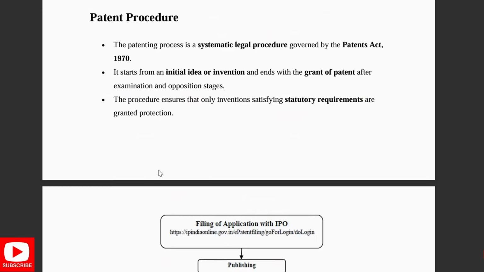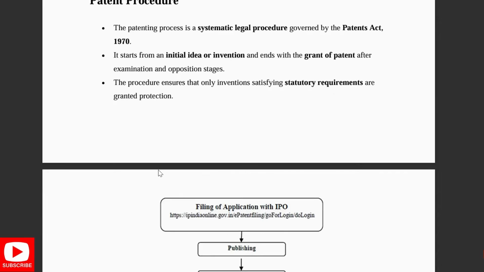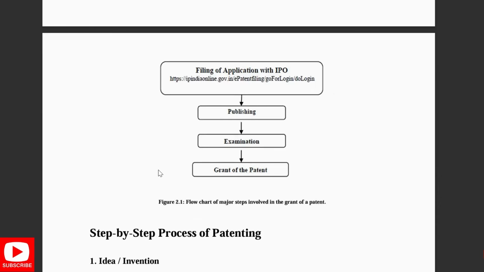So let's get started. It is a systematic legal procedure that is governed by the Patent Act 1970. It starts from an initial idea or an invention and ends up with a grant of patent after the examination and the opposition stages. So this procedure ensures that only the inventions satisfying the statutory requirements are granted protection. So filing an application with the IPO, that is in the web portal, then publishing, then examining, then grant of the patent. So this is a flow chart of the major steps involved in the grant of patent.